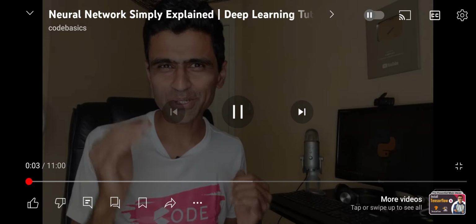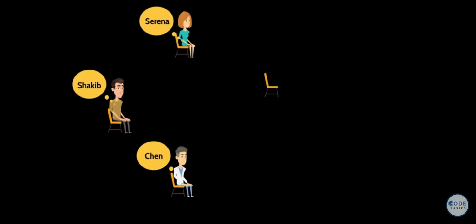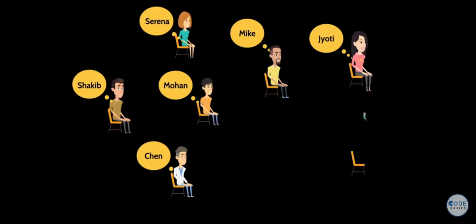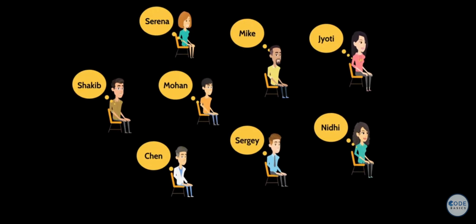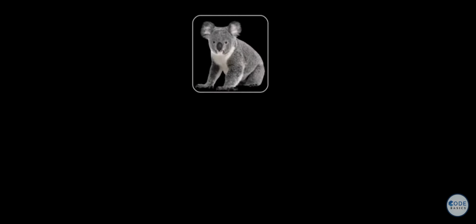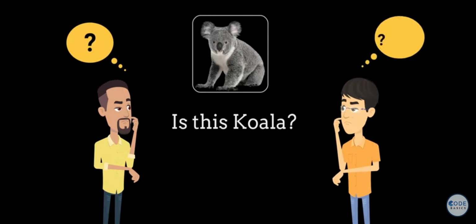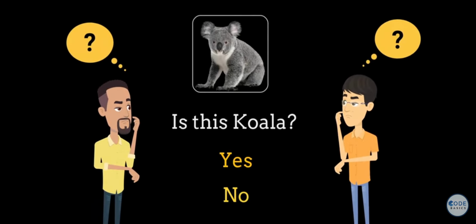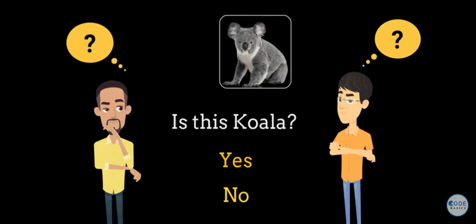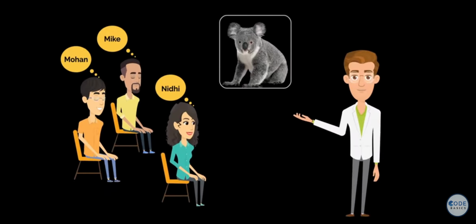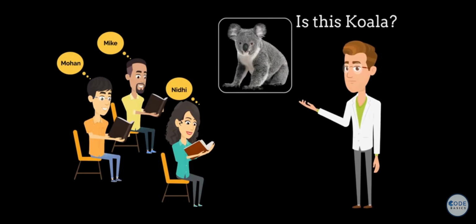Simple explanation of neural network without using any heavy mathematics, in such a way that even a high school student can understand it easily. Let's say there is a group of students who have never seen a koala in their life. A koala is a nice, cute-looking animal from Australia, and these students are very naive and have never seen this animal. Our job is to train this group of students so that when you give them an image, they will be able to tell you whether this image has a koala or not.